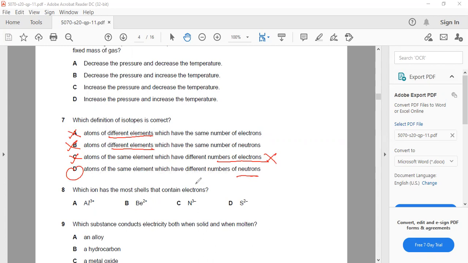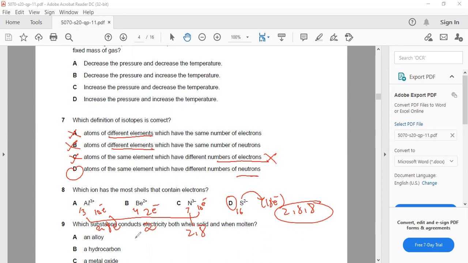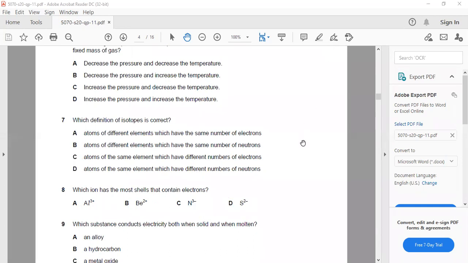Which ion has the most shells? If you see the elements, atomic number 13, 4, atomic number 7, atomic number 16. So D is the answer, because it has 18 electrons. 2 minus means 18 electrons, 2, 8, 8. These three have only 2 electrons, 10 electrons, 10 electrons. 3 plus means 10 electrons. So 2, 8. This is only 2. This is 2, 8. So it has 2, 8, 8, 3 shells. So sulfur with minus 2 is the correct one.